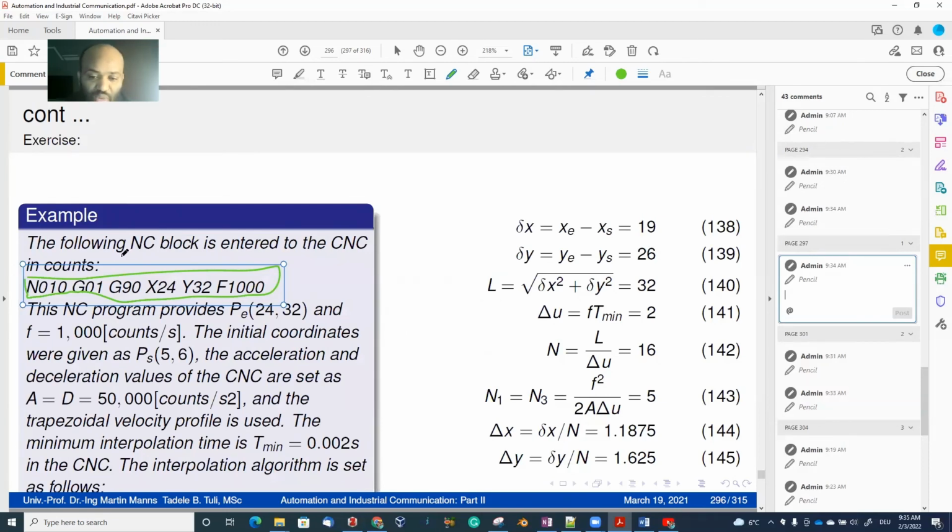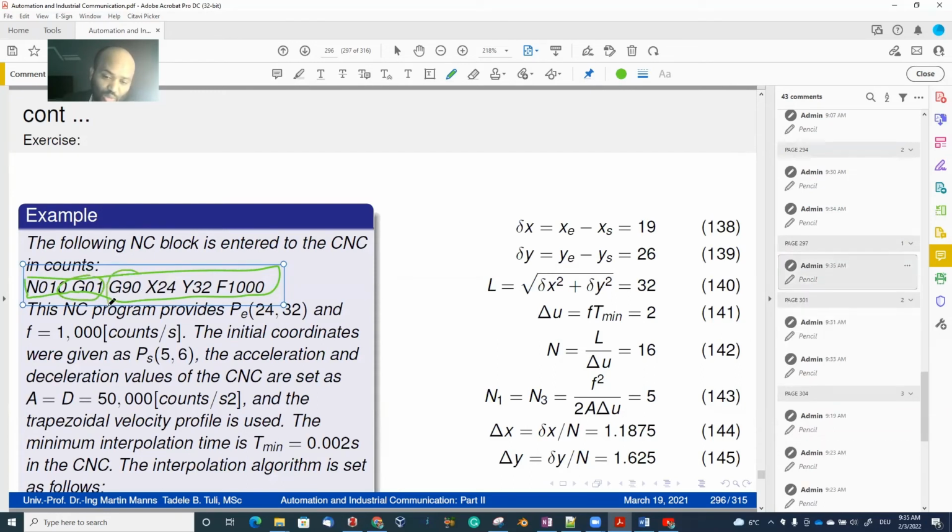Now if you look at this example, you have a G code, which is G01, and you have absolute positioning, you have X and Y target positions, and then you have the starting point and final point. You have the feed rate, which is speed actually here. The initial coordinates were given here. The acceleration and the deceleration are 5,000 counts per second squared, and the trapezoidal velocity profile is used.